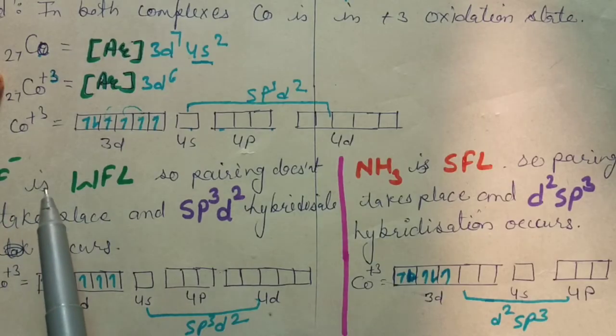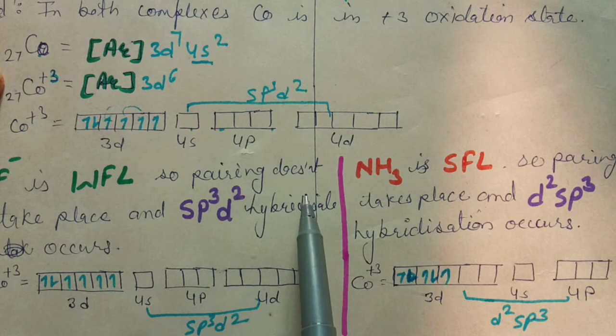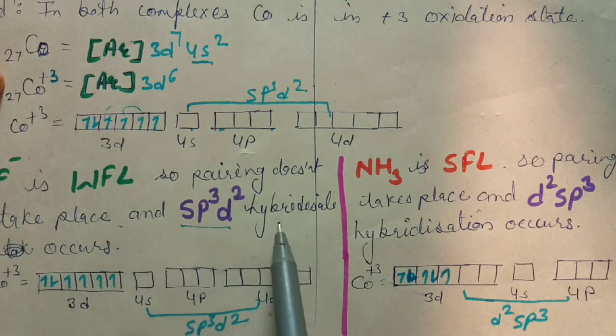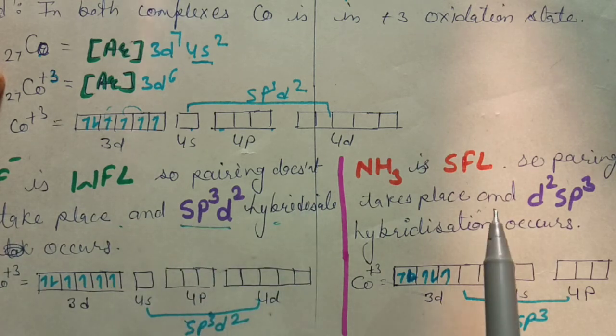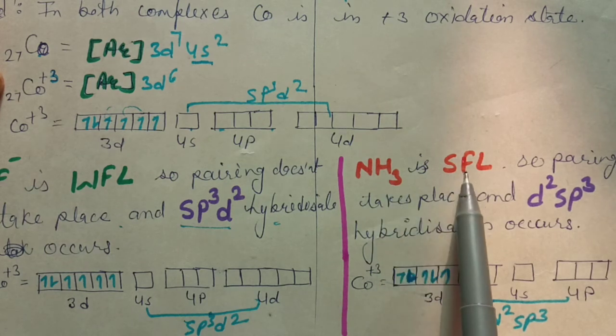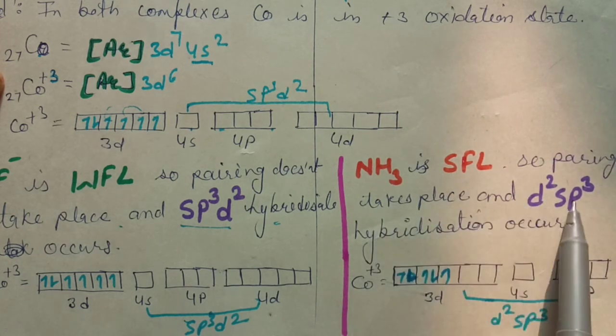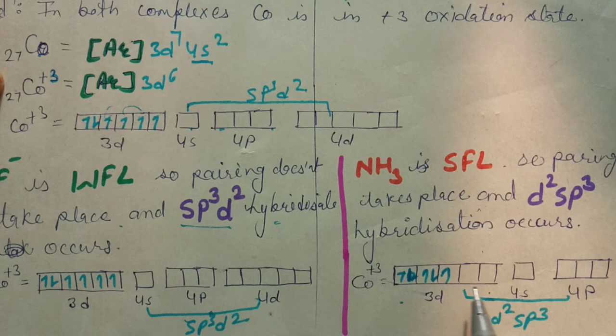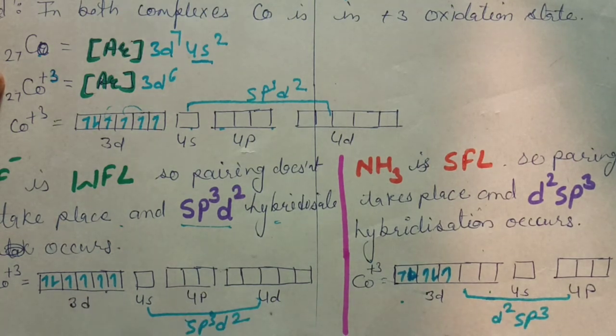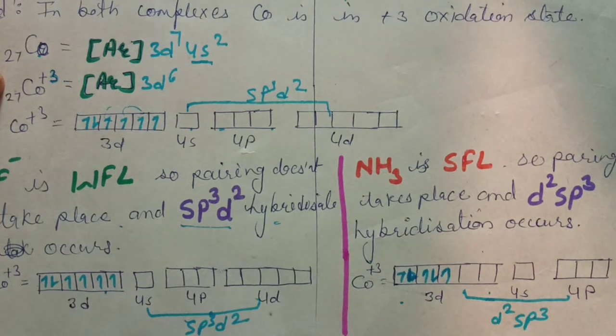In the presence of the weak field ligand F-, pairing does not take place and sp3d2 hybridization takes place. While in NH3 it is a strong field ligand, so pairing takes place and d2sp3 hybridization occurs. Okay, clear. Now there are 4 unpaired electrons in one, while there is no unpaired electron in the other, so the magnetic properties and colored nature are changed for both compounds.